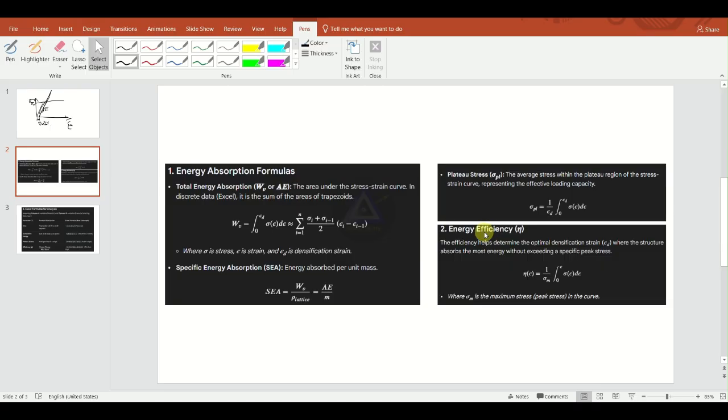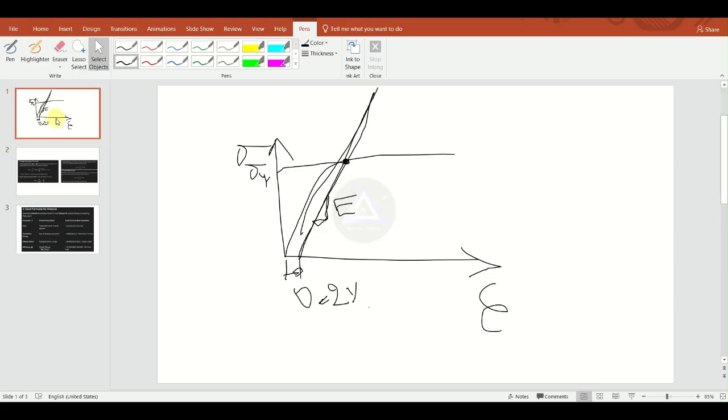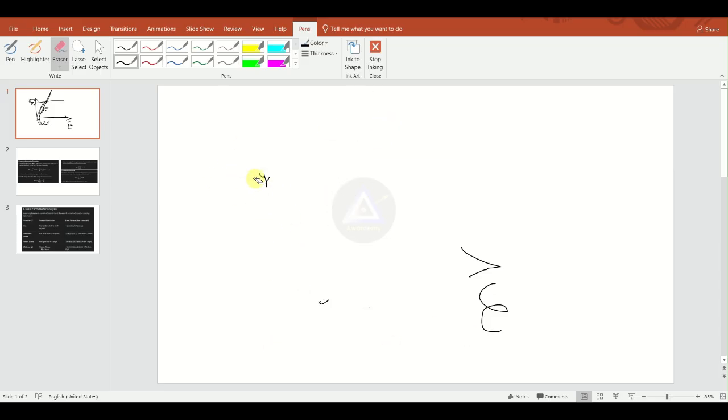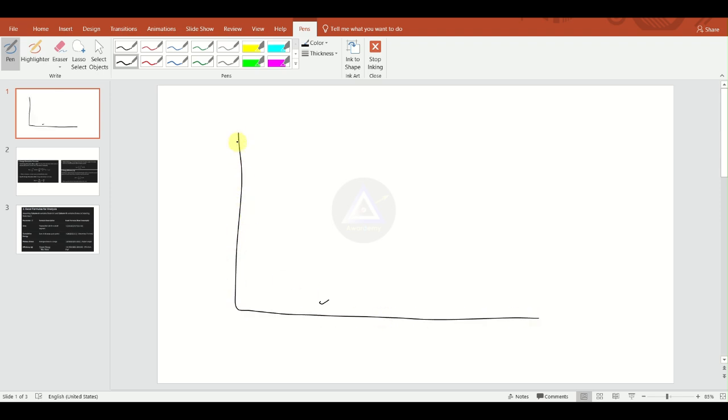Here you can see the energy absorption. It means the area under the stress-strain curve. So here we have the stress and strain. You can plot it like this: this is our stress and this is our strain. Now our structure has a stress-strain response like this.